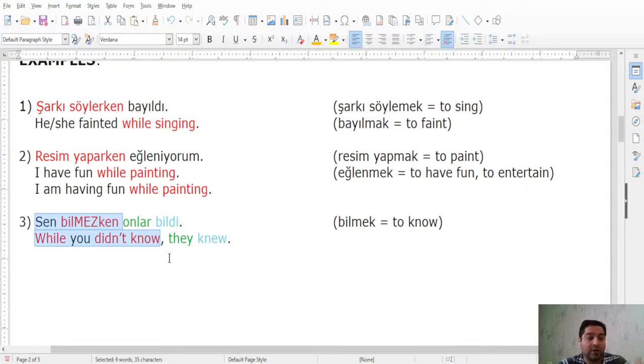You can also say while you don't know, they knew it. Okay. You can also translate that way, but usually you look at the main action verb here, knew, right, which is bildi. Therefore, it probably will be better to translate as while you didn't know, they knew. Okay. Bilmezken, sen bilmezken onlar bildi.